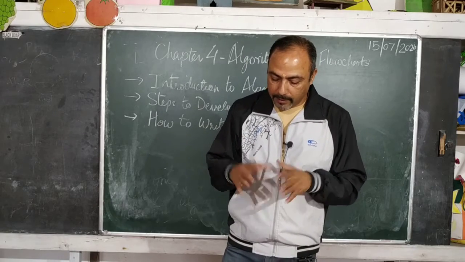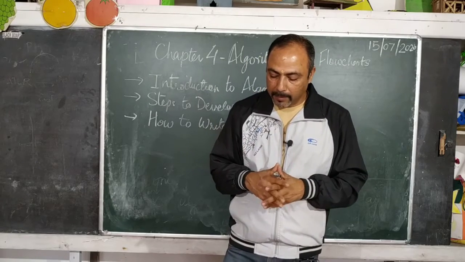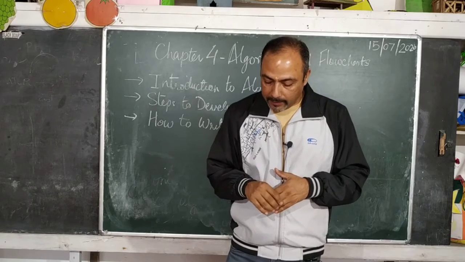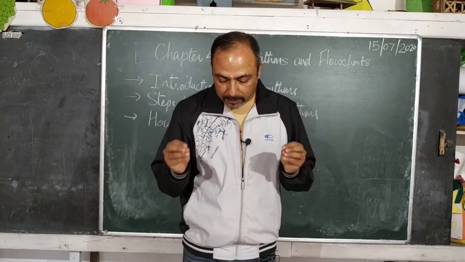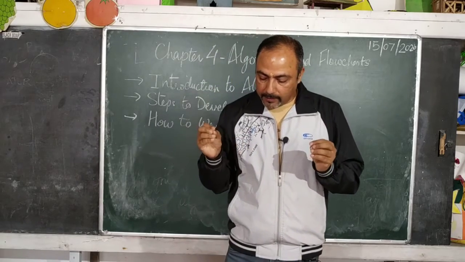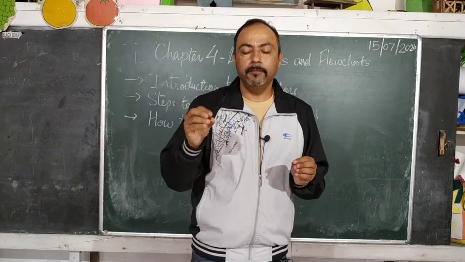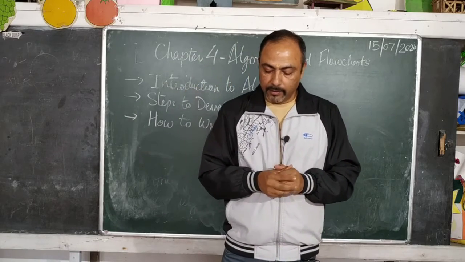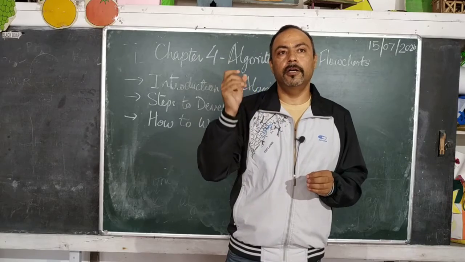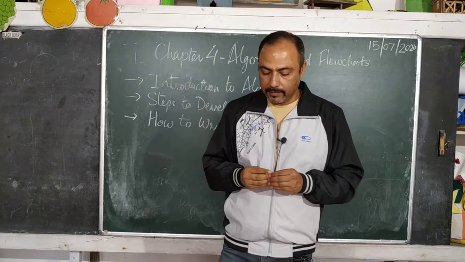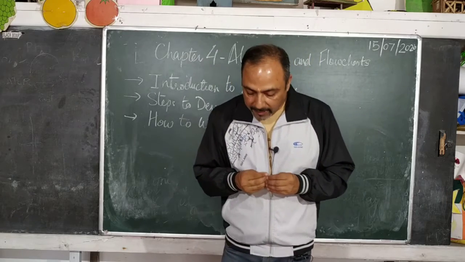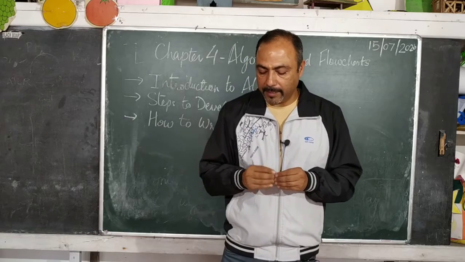Definiteness. An algorithm accepts an input and it should be definite. That means it should be stable and precise so that everyone can understand. The third characteristic is finiteness. That means finite.